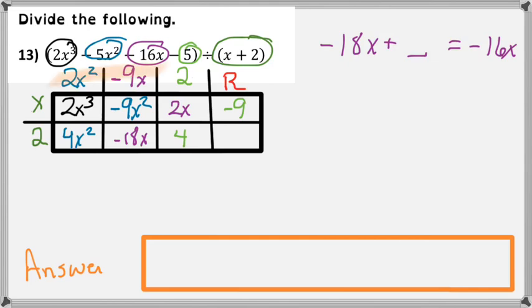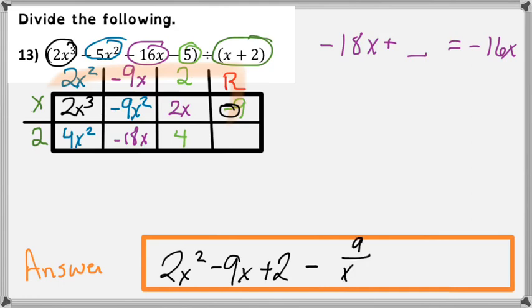So again, my answers are this L, or this upside down or sideways L, whichever way you want to think about it. And so my answer is 2x squared minus 9x plus 2, and then our remainder. So our remainder, there's only one thing, so I go with the sign of the remainder. And then 9 divided by x plus 2.